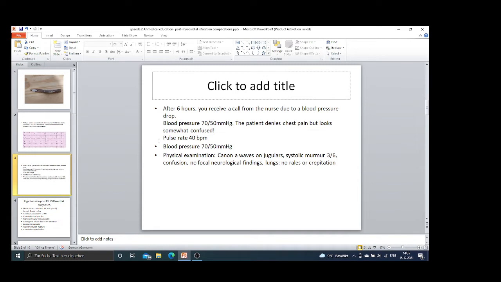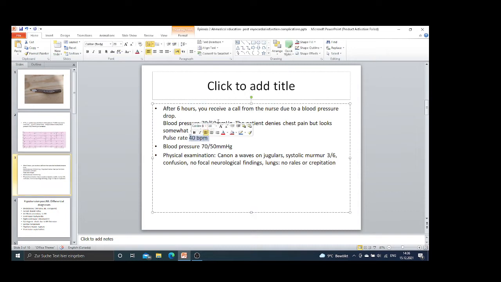6 hours after admission, you receive a phone call from the nurse, and she tells you that the patient is now confused. Now, you measure the blood pressure of the patient, and there is a blood pressure drop. So the blood pressure is 70 to 50, and you take the pulse of the patient. It is 40 beats per minute. So the patient has bradycardia, the patient is hypotensive, the patient denies any chest pain, but the patient looks confused.